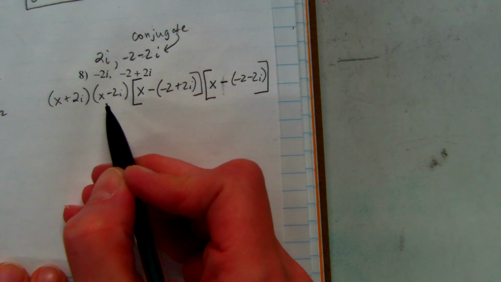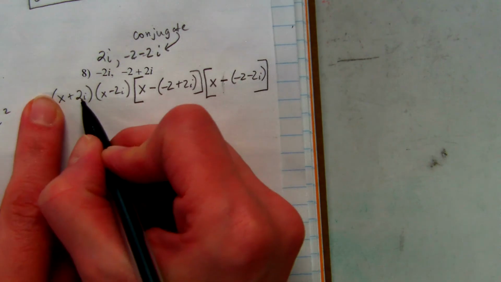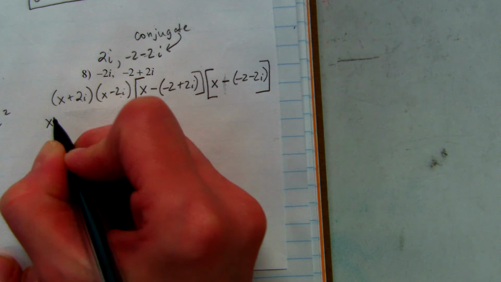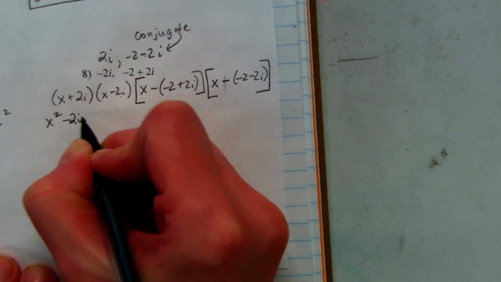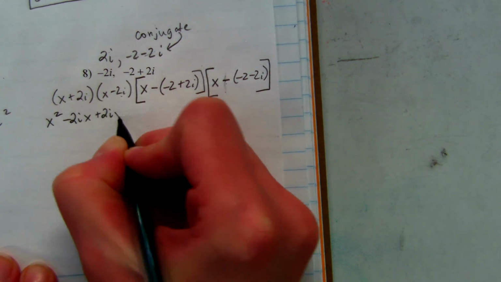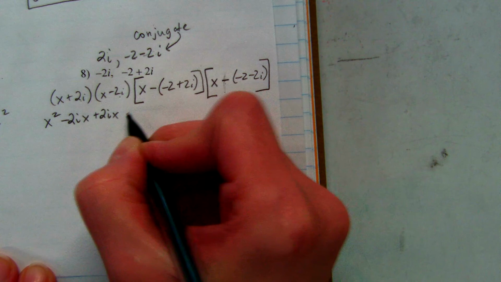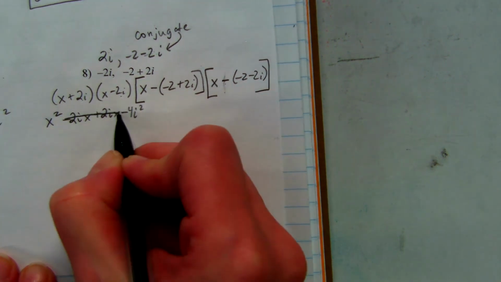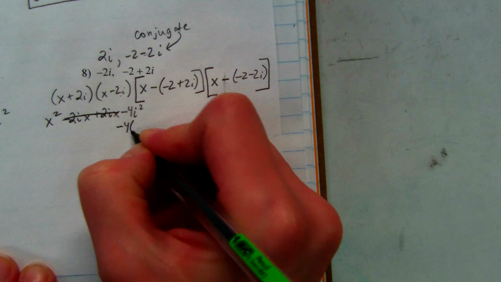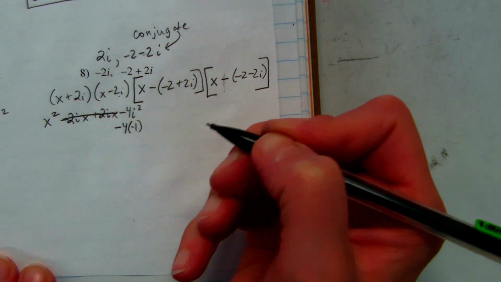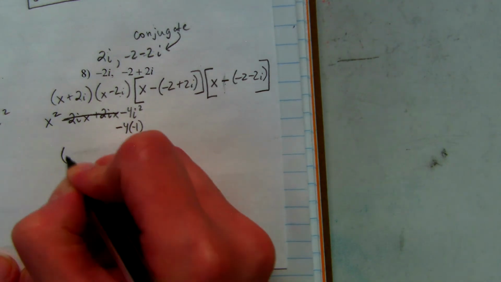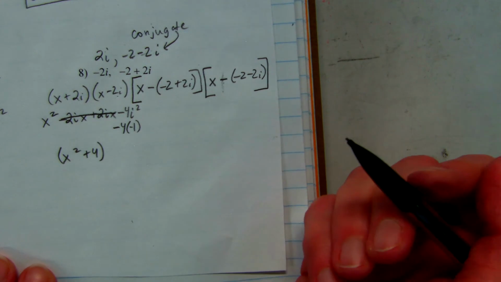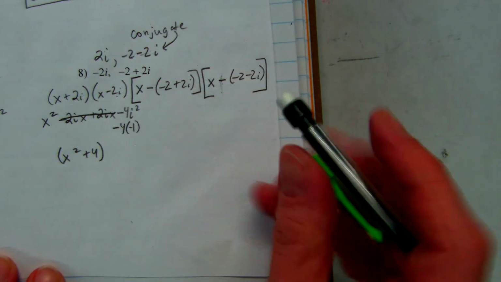Let's do the part that we know first. So x plus 2i times x minus 2i. We're going to use FOIL method to multiply that out. So we get x squared minus 2ix plus 2ix and then minus 4i squared. So this is going to cancel. This is going to give me negative 4 times negative 1. Just going to change it to plus 4. So this factor is going to be x squared plus 4. That part's done. All right?